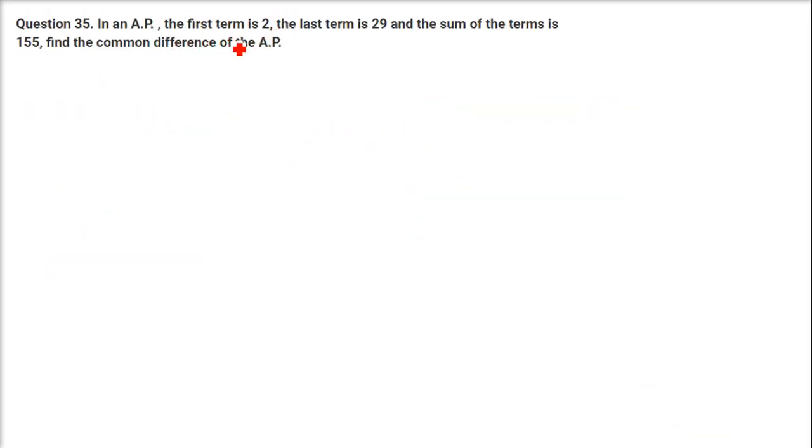In an AP, the first term is 2. So A is given as 2. The last term is 29. L, or the nth term, is given as 29. And the sum of the terms is 155. So Sn is, that is n by 2.